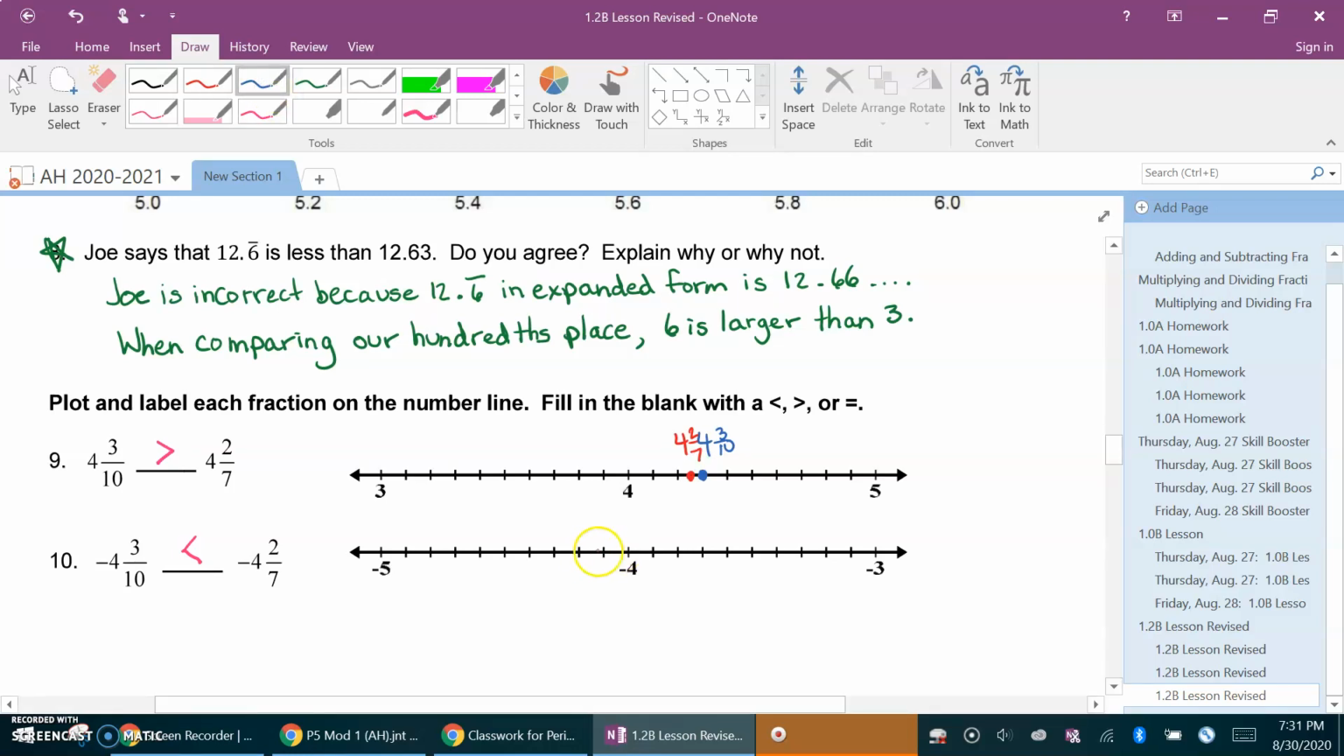Looking at the negative 4 and 3/10, we know that we have it here. So we're going to have negative 4 and 3/10. And then looking at the negative 4 and 2/7, it's going to be less negative. I'm going to make a little line here so that you can see where it goes. We have negative 4 and 2/7.